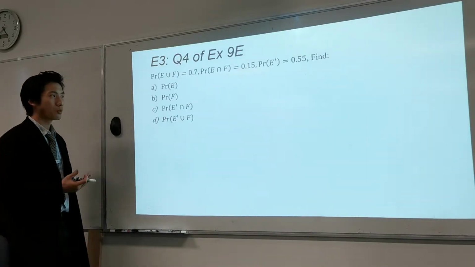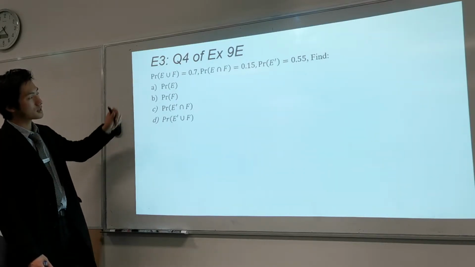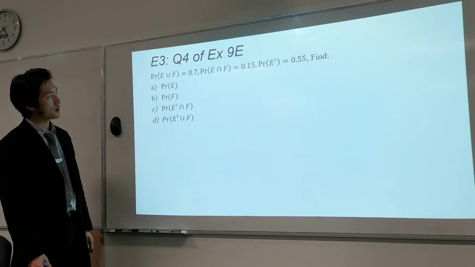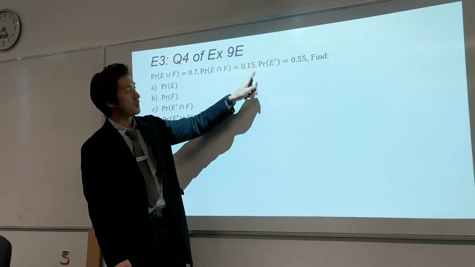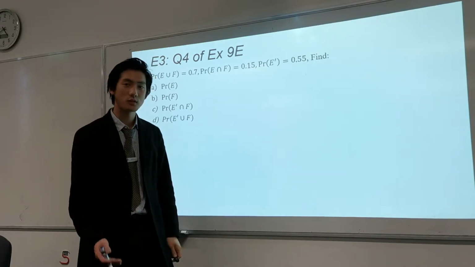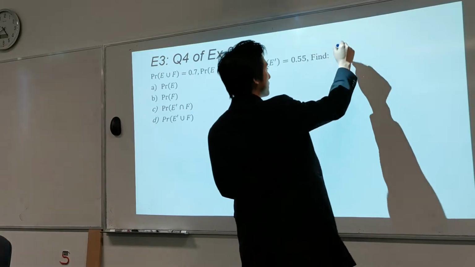I'll take you through an example of how we can use a probability table. In this example, we're given the events E and F. They give us the union, they give us the intersection, and they give us the complement of one of these events. So let's draw a two-way table. Draw a two-way table here on the side.